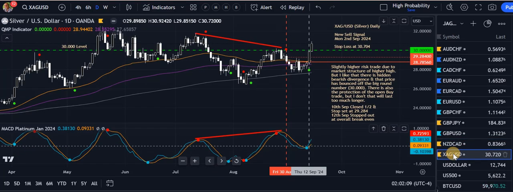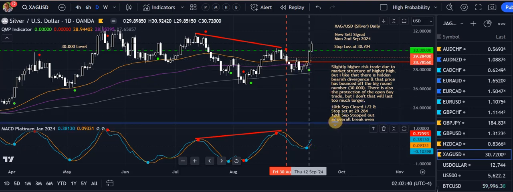XAG USD, silver. Now, I'm sort of kicking myself a little bit here, but let's forget about Captain Hindsight. I was in a sell on the 2nd of September, closed half on the 10th. So let's have a look at the 10th. I think it might be in here somewhere. Yeah, in here. MACD platinum went through the zero level. Really didn't have nothing to get excited about. And stopped out on this big bullish candle on the 12th.